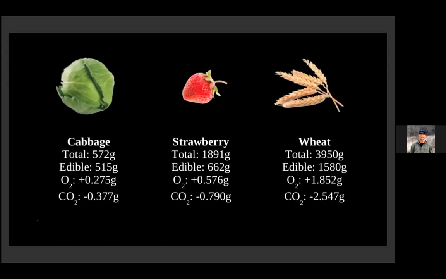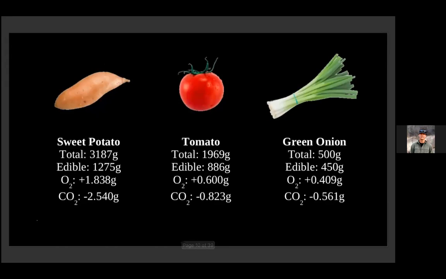You know, the cabbage, we can eat almost the entire product, the edible and total inedible. We're able to eat all of it. Strawberries, not so much. Wheat, we can eat roughly 1/3 or a little bit over 1/2 of the wheat. But look at the CO2 sequestration. The amount of CO2 that wheat absorbs or consumes is considerable. It's 2.5 grams per hour, whereas a strawberry is only 0.79. And then we look at the sweet potato as 2.5 grams per hour, and the onion is significantly less.